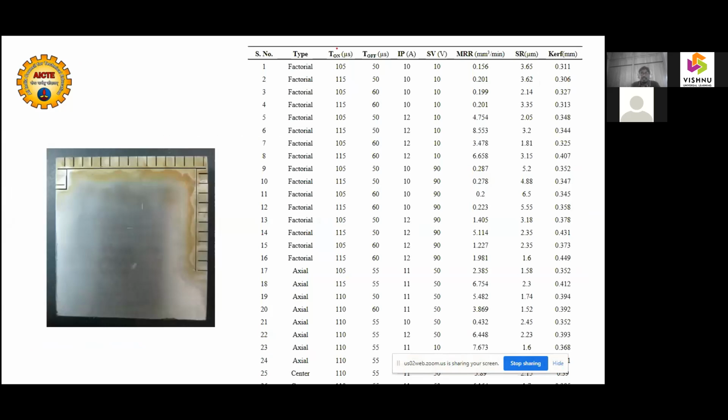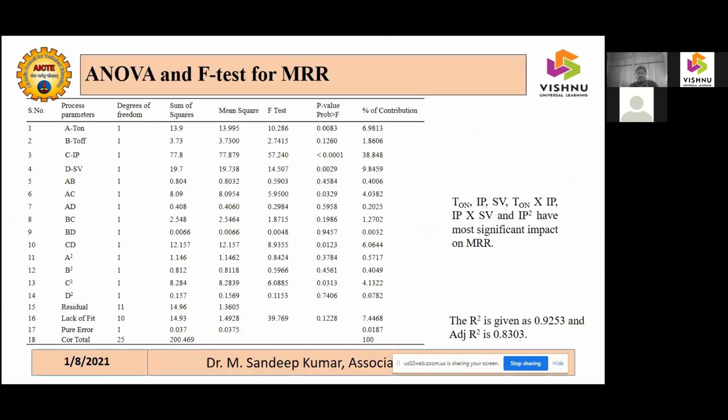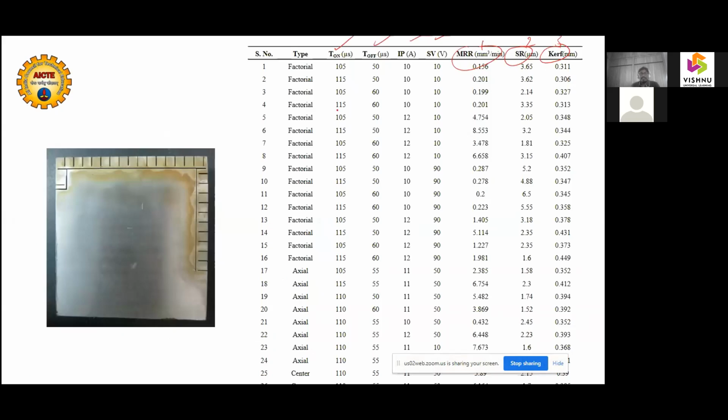So we had 4 factors, 1, 2, 3, and 4, and 3 responses: material removal rate, surface roughness, and curve. With this the design was conducted, and we had around 26 experiments come up through the design, and this was the workpiece where we had the cuts. Here these are factorial, these are axial, and these are some center points.